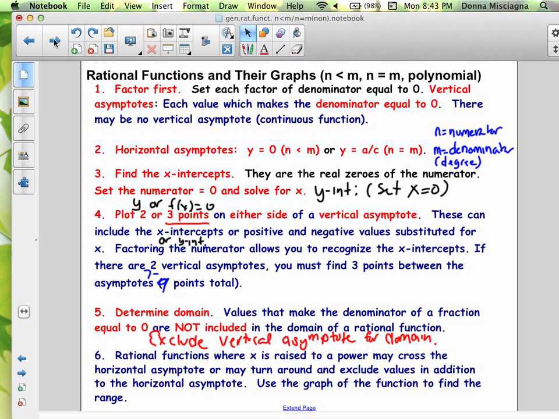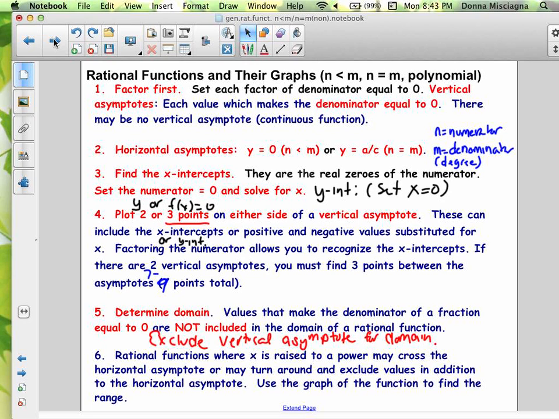These functions can have more than one vertical asymptote. Each value which makes the denominator equal to 0 is going to be a vertical asymptote, so long as it doesn't cancel out. And in these particular graphs, we're not going to have any factors that cancel out. There can be no vertical asymptotes if we have a continuous function. So our vertical asymptotes are the values that make the denominator equal to 0, after everything that can be reduced has been reduced, and these particular graphs won't have anything to reduce.